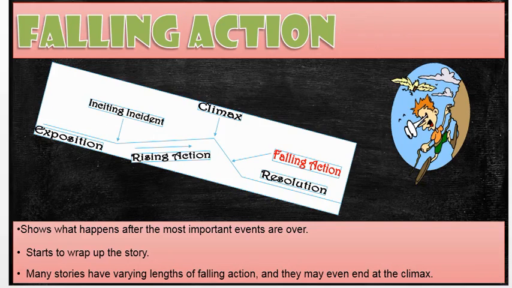After the climax, the story starts to wind down, and this is called the falling action. We're going down the mountain now. It shows what happens after the most important events are over. It starts to wrap up this story. And many stories have varying lengths of falling action. Some stories may even end at the climax. For example, in Hunger Games, it seems like every chapter is a climax, and it ends and it keeps you going on the edge of your seat. And then at the end of the first or second book, you still have another climax that's yet to be defined, hence the sequel. So writers really play with some of the falling action.